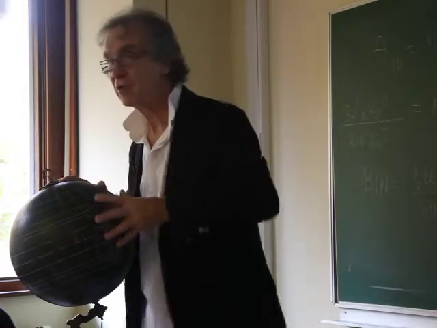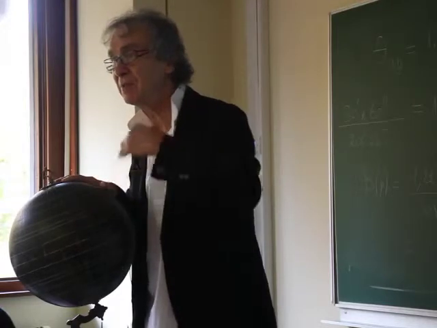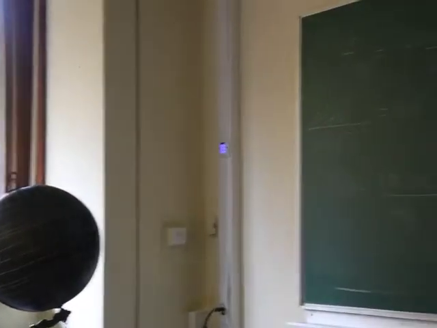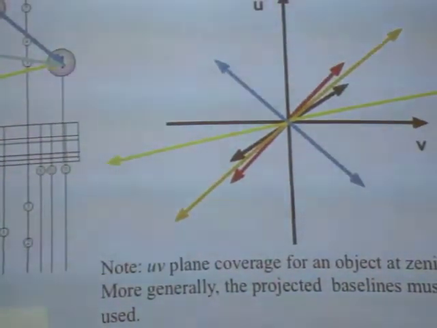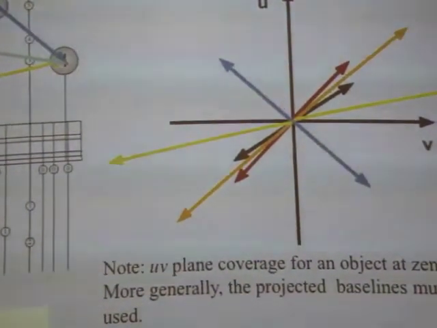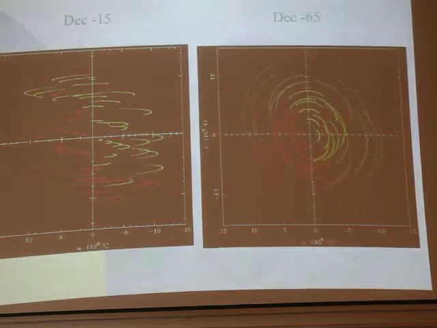And so, as a function of time, you take visibilities, visibilities, visibilities, and then you're just populating the UV plane, and you get enough information to retrieve information on the source. So this is very nice. Now, this is what the diagram shows you. It's the UV coverage.